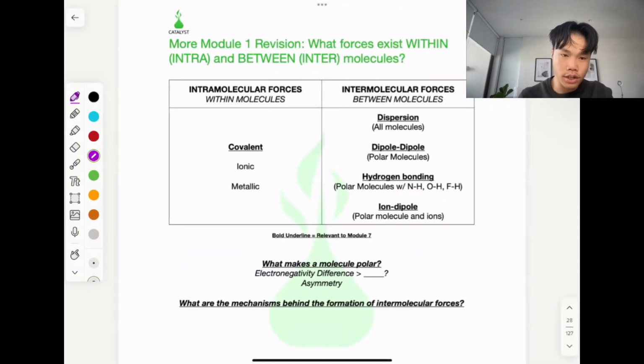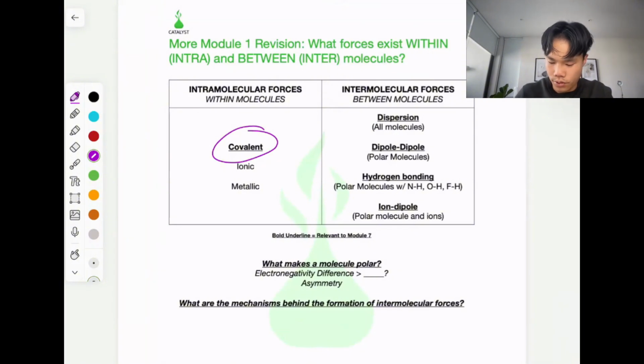Remember that there's intramolecular forces: covalent, ionic, and metallic bonding. Covalent is pretty much the only intramolecular force we worry about in Mod 7. And you should be able to differentiate dispersion, dipole, and hydrogen bonding. Dispersion forms in everything. Dipole and below only forms in polar molecules.